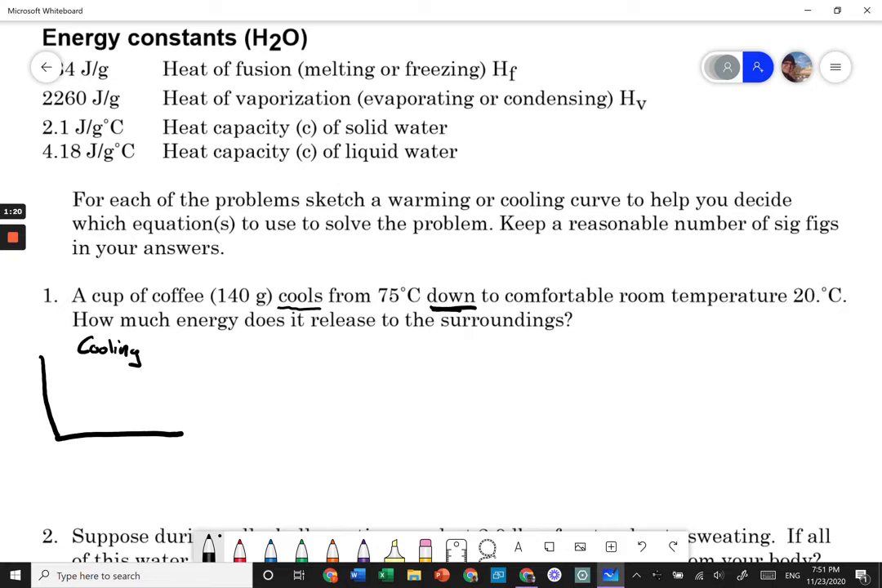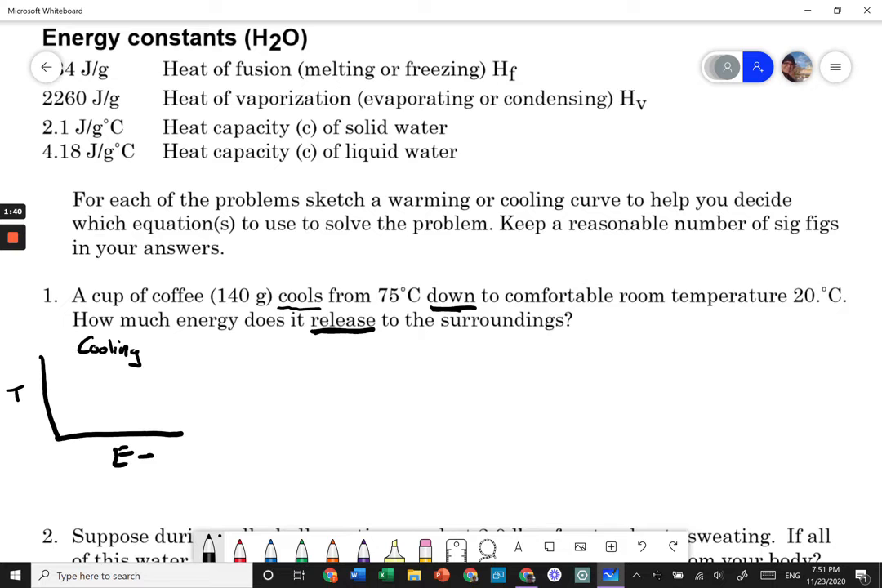Oh, and then finally, how much energy does it release to the surroundings? Well, release means that we are having our energy get removed from our system. E minus, energy leaving our system. That's what we saw on our cooling curve. So that's going to go on our x-axis. On our y-axis is going to be our temperature.